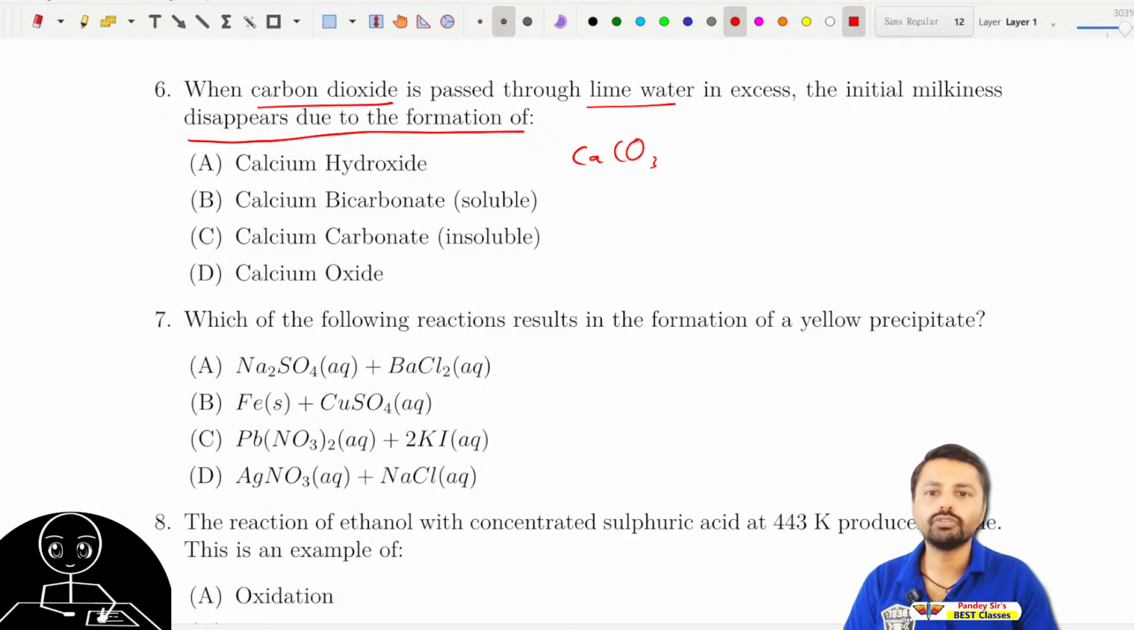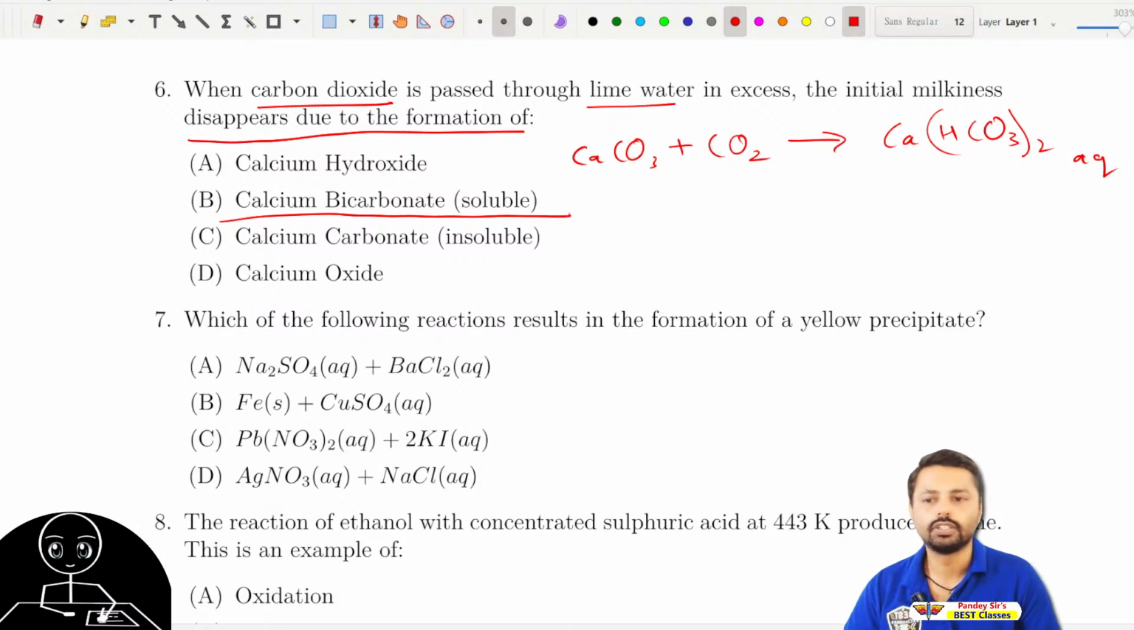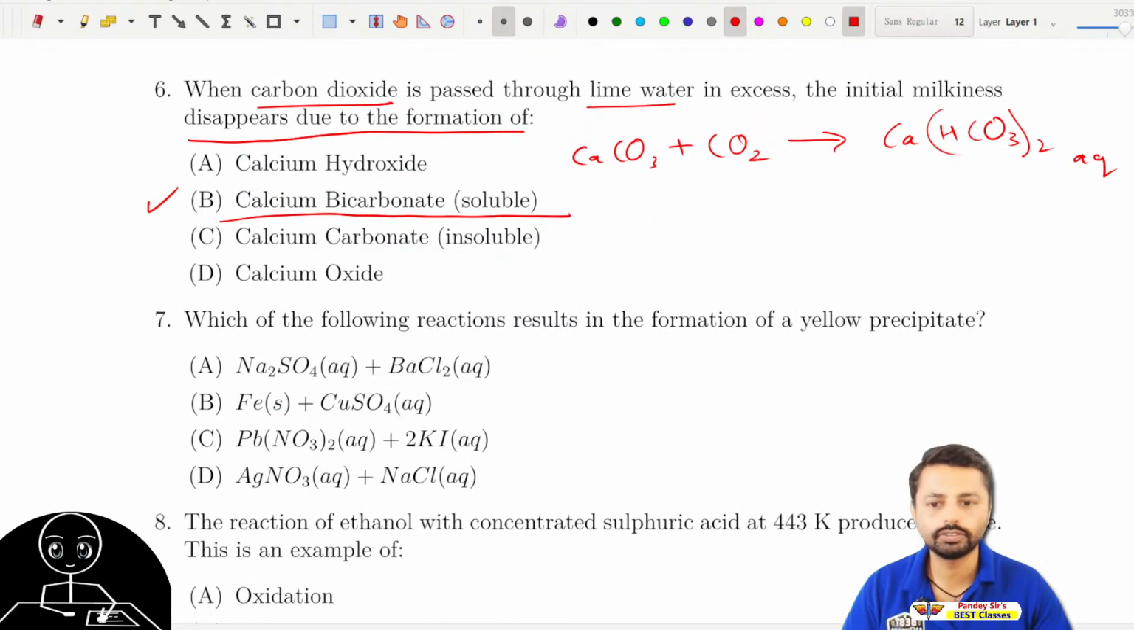So when we provide too much carbon dioxide, CO2, what gets formed? Let's see what forms. It forms Ca(HCO3)2, calcium bicarbonate. It will be aqueous, which is soluble. So B is correct. Keep these equations I am writing in mind. These are the main equations and they come in the exam, so you must know them.